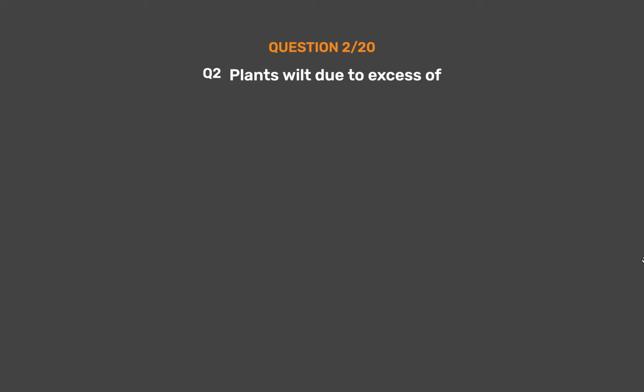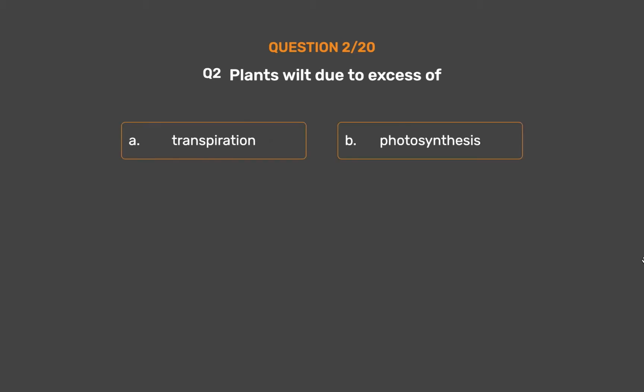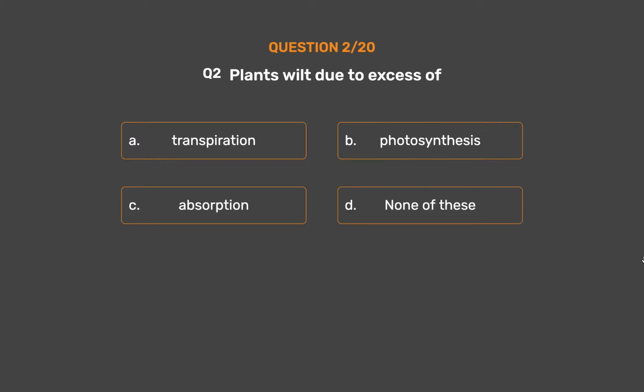Question number 2. Plants wilt due to excess of Option A. Transpiration. Option B. Photosynthesis. Option C. Absorption. Option D. None of these.